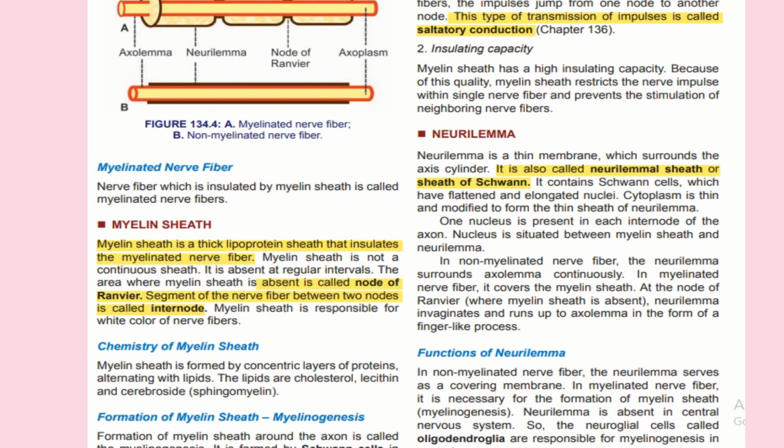In myelinated nerve fiber, the nucleus is situated between the myelin sheath and neurolemma. The neurolemma surrounds the axolemma continuously. In myelinated nerve fiber, it covers the myelin sheath, except at the node of Ranvier where the myelin sheath is absent. There, neurolemma invaginates and runs up to the axolemma in the form of finger-like processes.